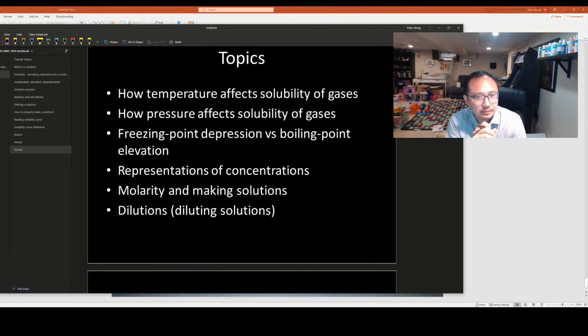And sometimes when I tell you guys about, oh, this is a 6 molar solution or it's a 0.1 solution, how do we make that? How do we calculate that? And that's what it is.